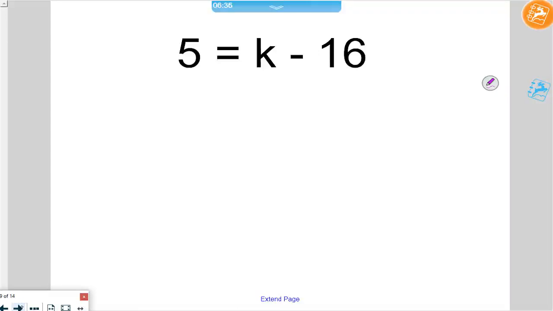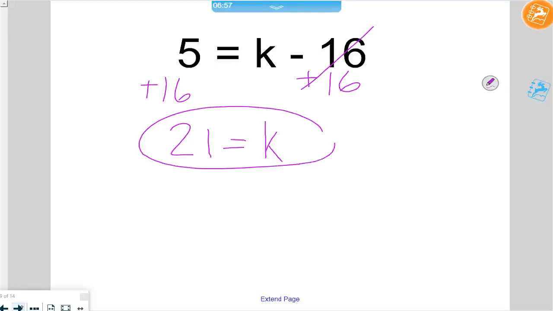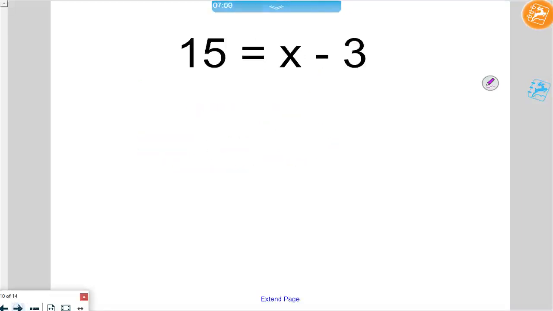So here I have 5 equals k minus 16. Opposite, always start on the side with your variable and your operation. So we're going to say the opposite of minus 16 is plus 16. That leaves our k all by itself. So we're going to add 16 to 5. I'm going to get 21. K equals 21. Here we have x minus 3 equals 15. Opposite of minus 3 is plus 3. Cancel that out. There's our x. 15 plus 3 is 18.